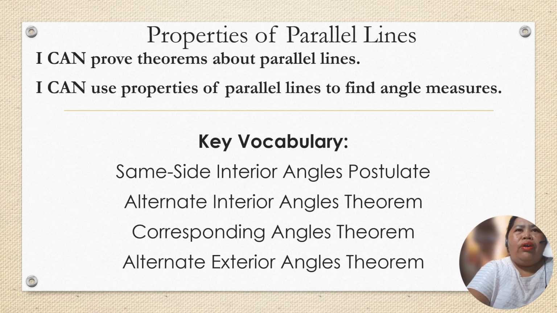Okay, today we are going to study properties of parallel lines. We have here some of the objectives. I can prove theorems about parallel lines and can use properties of parallel lines to find angle measures. So remember the key vocabulary: the same side interior angles postulate, alternate interior angles theorem, corresponding angles theorem, and alternate interior angles theorem.